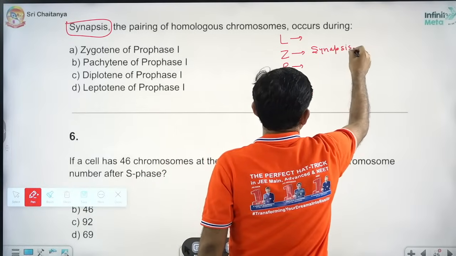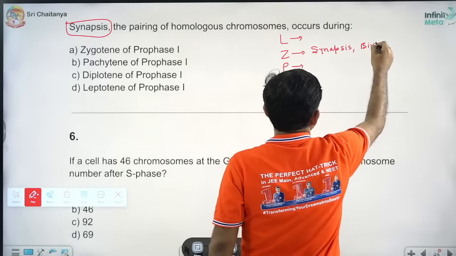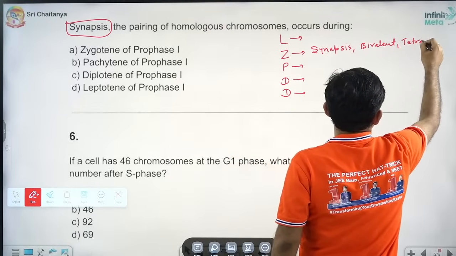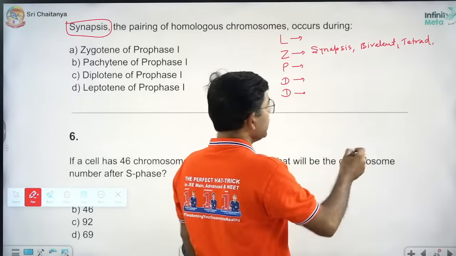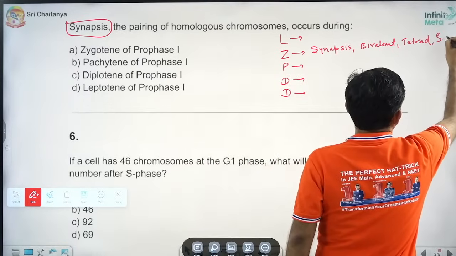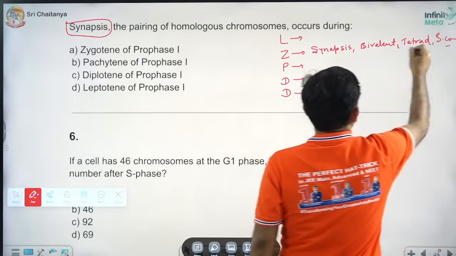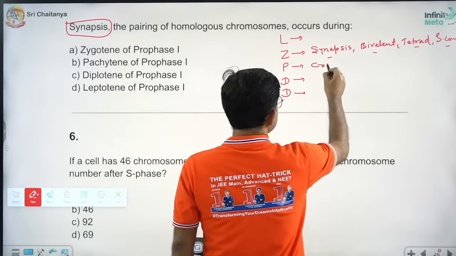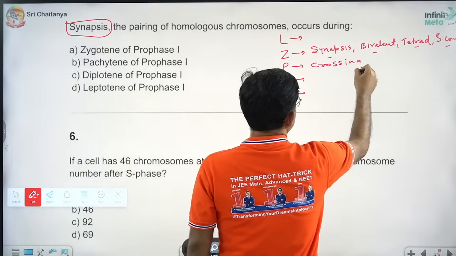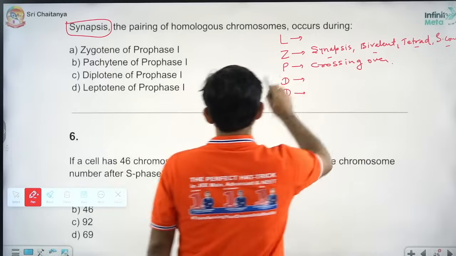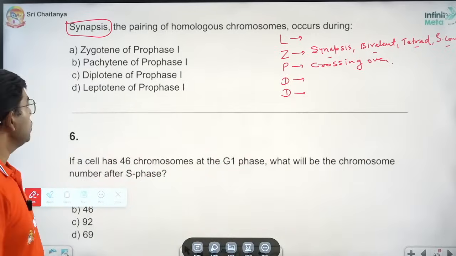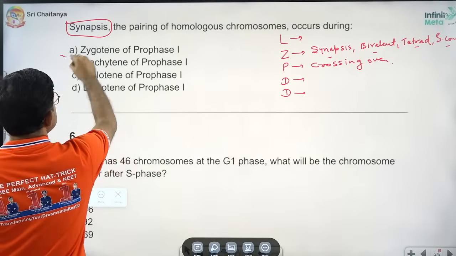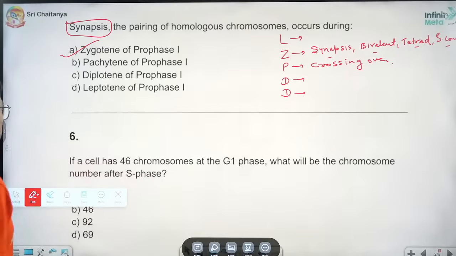Along with synapsis, if bivalent is asked, if tetrad is asked, or synaptonemal complex is asked, all are formed in this stage. If crossing over is asked, crossing over occurs in the pachytene stage. Is it clear? So here the correct answer will be synapsis occurs in the zygotene of prophase 1.